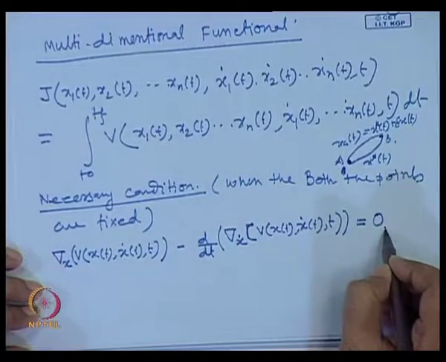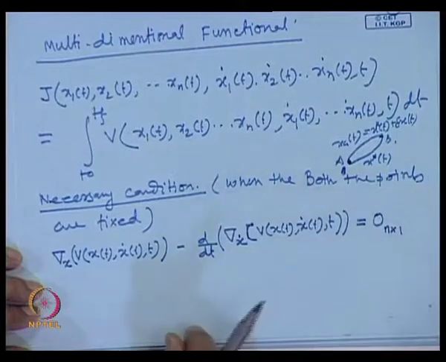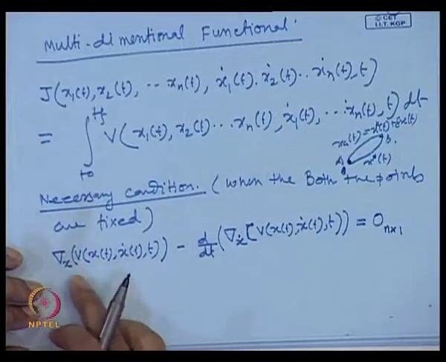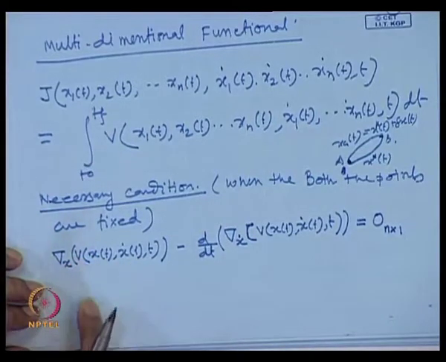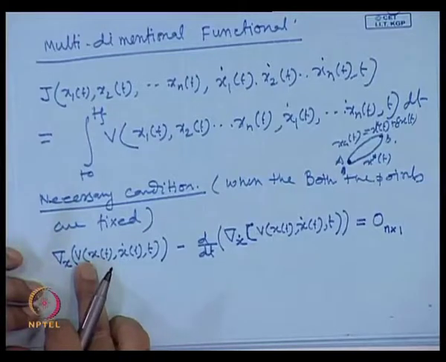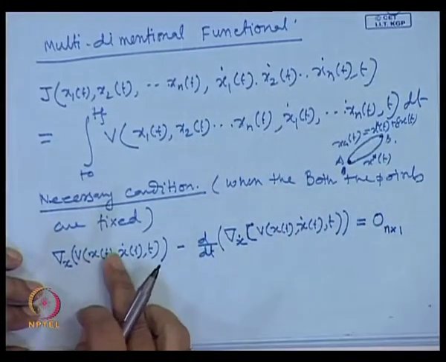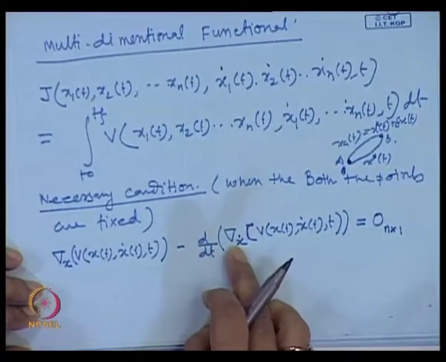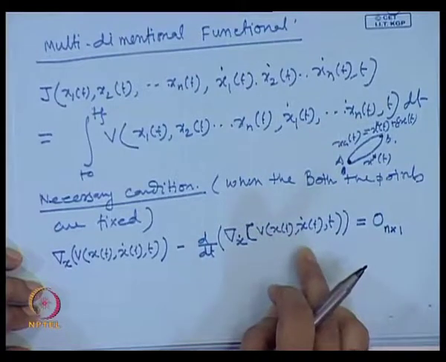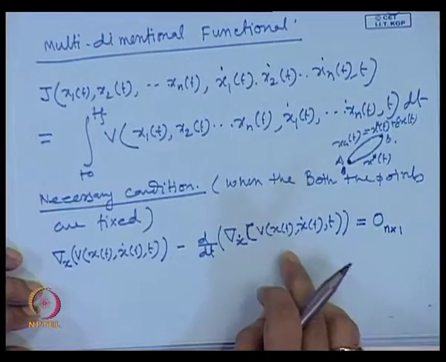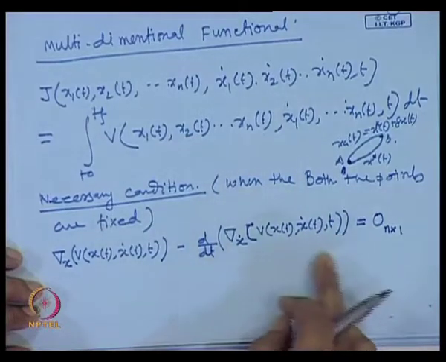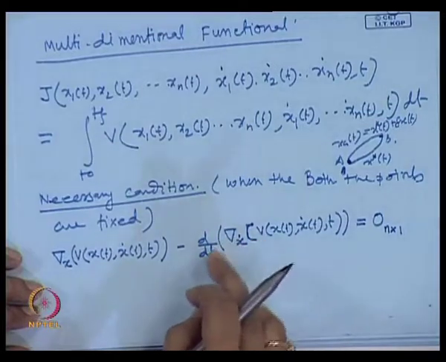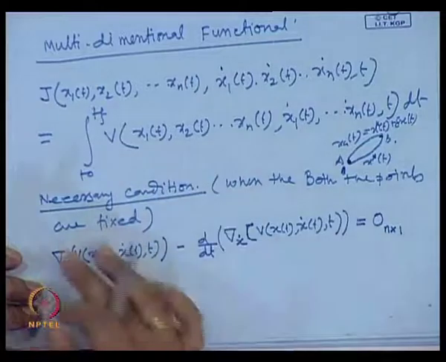So, that equation will be n cross 1. That means, if you see this, del v/del x1 minus d/dt of del v/del x1 dot is equal to 0, and its dimension is scalar on the right-hand side. That means it is a second order differential equation, because I am differentiating x1 dot with respect to time.